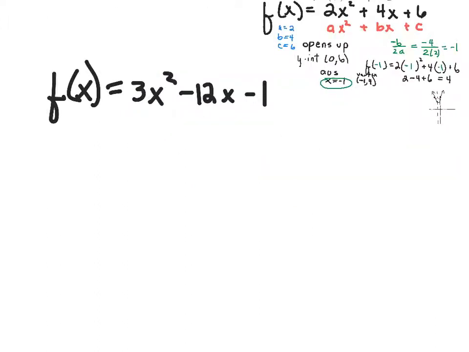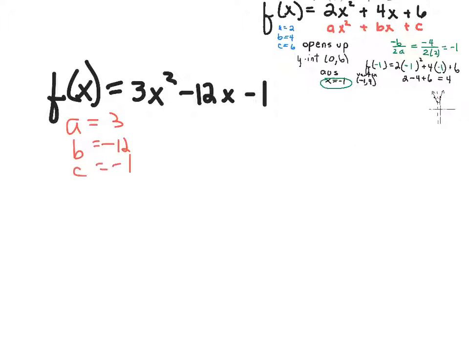Let's do one more so that we can make sure that we know how to do these. So the first thing that we can find from our standard form is our A, our B, and our C. So let's record those. We have our A equals 3, we have our B equals negative 12, and our C equals negative 1. Okay, so with those, we can then go ahead and calculate our axis of symmetry, which gives us our x value for our vertex.